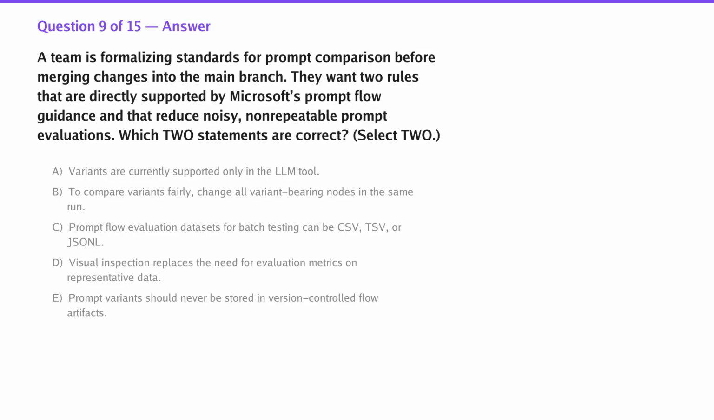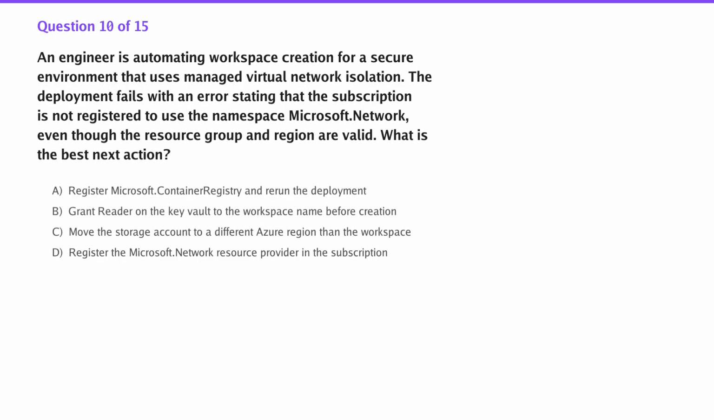Let's see the answer. An engineer is automating workspace creation for a secure environment that uses managed virtual network isolation. The deployment fails with an error stating that the subscription is not registered to use the namespace Microsoft.Network, even though the resource group and region are valid. What is the best next action?